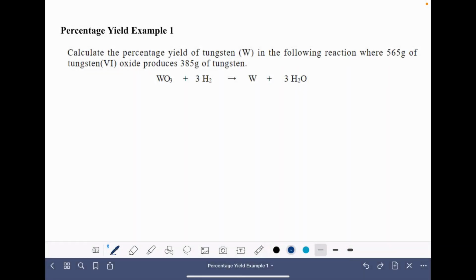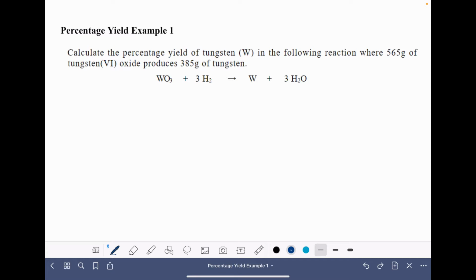Hi everyone, welcome to this worked example looking at percentage yield calculations. Percentage yield is an important concept in chemistry because it helps us to work out how much of a product we are going to get compared to how much we theoretically could get if all the reactants turned into product.